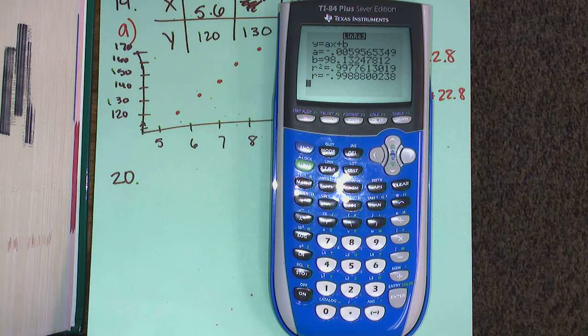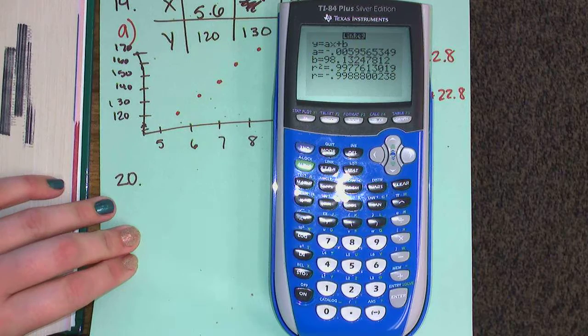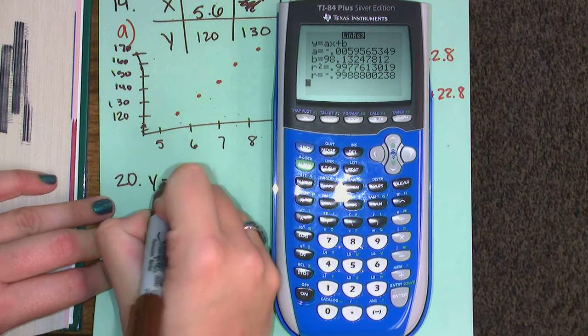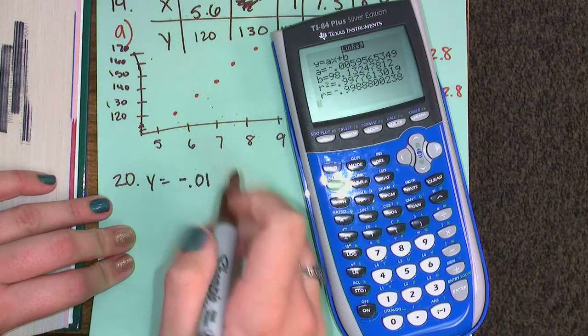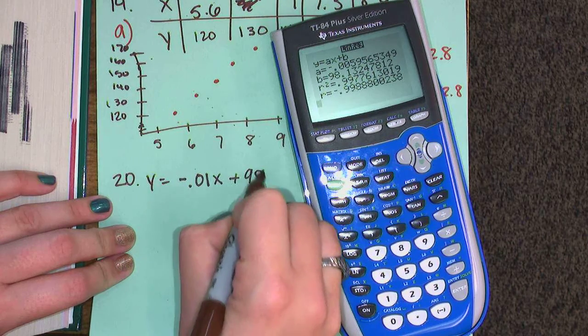what this looks like. So our equation for 20 would be, and let's just say the general rule, round to 2 decimal places with these kind. So y equals negative 0.01 x plus 98.13.